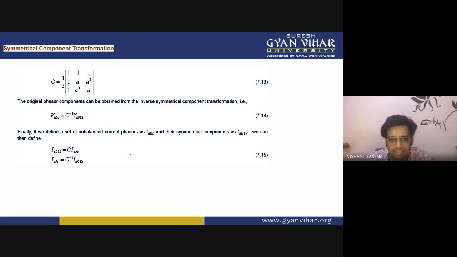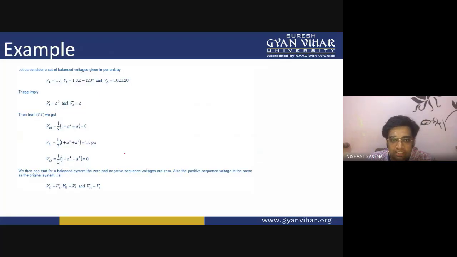Now, defining the vectors in a simpler form, that is VA0, VA1 and VA2, I can rewrite this complete equation in this form, where C is the symmetrical component transformation matrix. This is your symmetrical component transformation matrix.